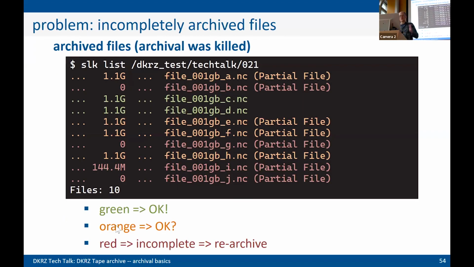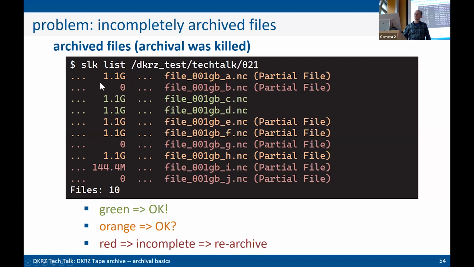And now you are suddenly there and you do SRK list on the folder into which you just archived data, and then you see, I made the colors. So you see some files here have 1 gigabyte in size. There's just a file name, and where the dots are, there's some more information in between. So there's file size, timestamp, whatever. That's not important. Important are the size, the name, and for some files, there's "partial file" printed in brackets.